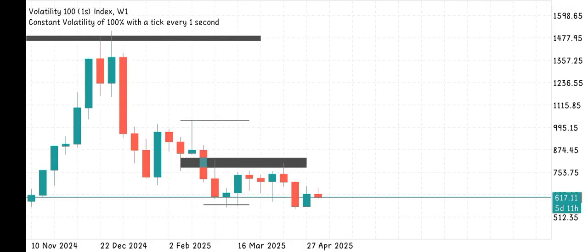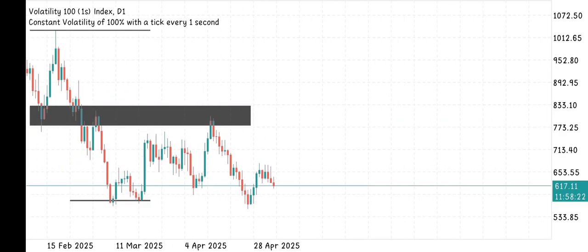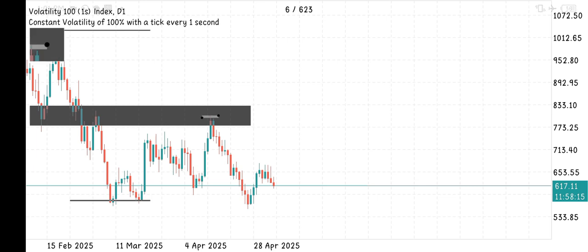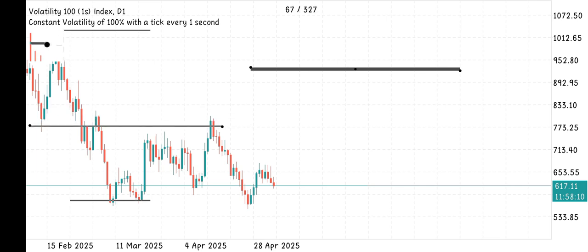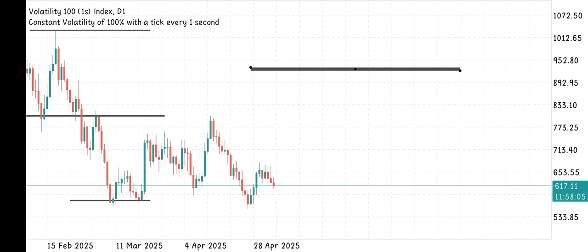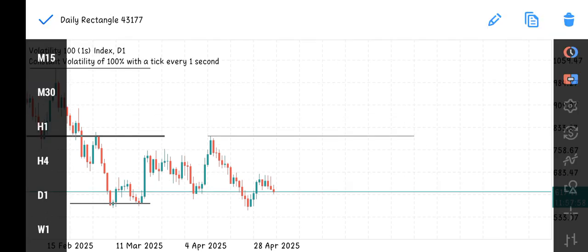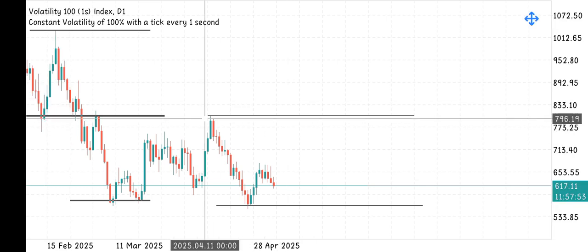So having said this, then we move to our daily time frame. Now on our daily time frame, we focus on the recent highs and the lows. So this is our recent high. Let me narrow it down properly. This is our recent high. This is our recent low. So the recent high, the recent low.